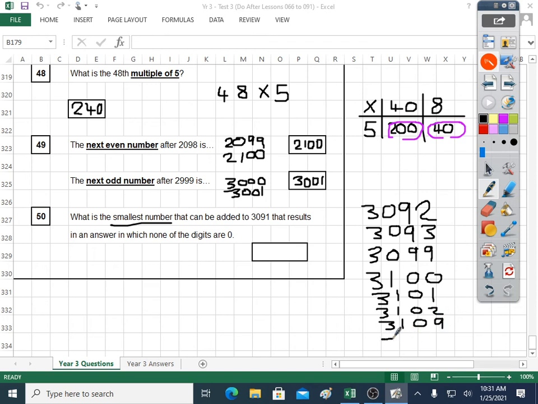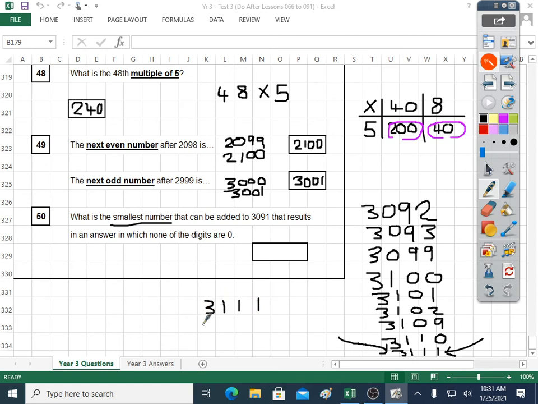After that, 3110. We still got a 0. We got rid of that one we got on there. 3111. Okay, I've got rid of all the zeros there. So this is the number that I want, but I don't think it's the answer. What is the smallest number that can be added to 3091 that results in an answer in which none of the digits are 0? So this is the number I want to get to.